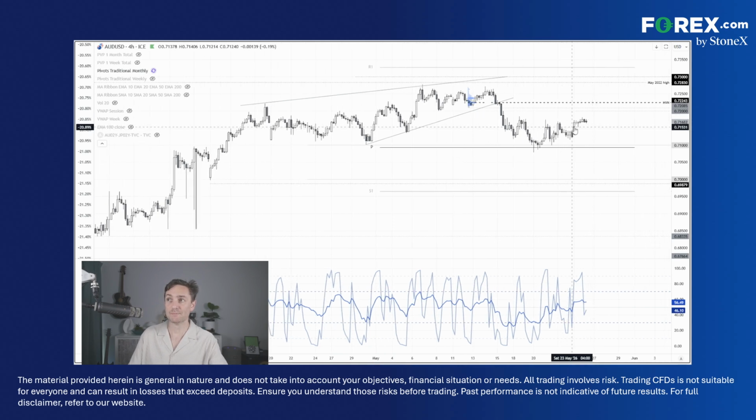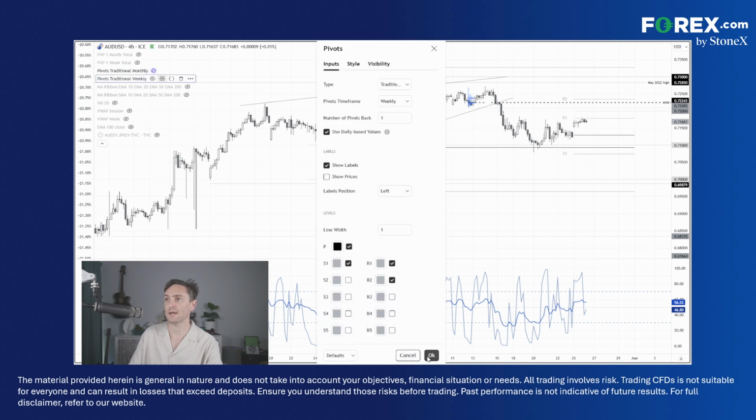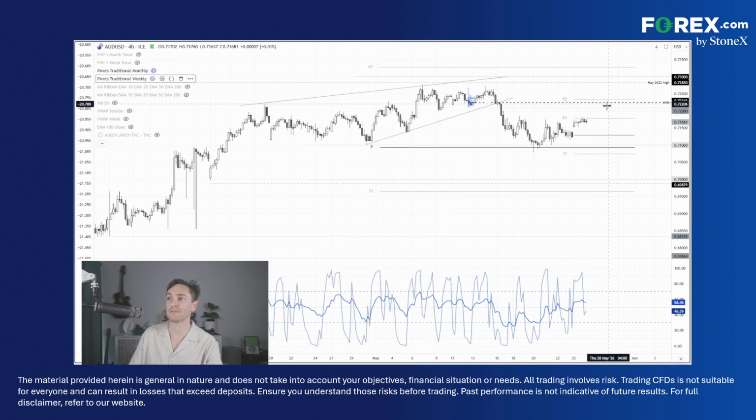So sure, there's potential here for further gains. We've got 72 cents. We've got the high volume node from this area up here. You've also got the weekly R2 sitting just above that high volume node. So certainly over the near term on the intraday time frame, I'm looking for dips towards 72 cents thereabouts, whilst the US dollar potentially pulls back. But I think that that's where we might see some sort of a swing high and the bigger movement lower on the Aussie.